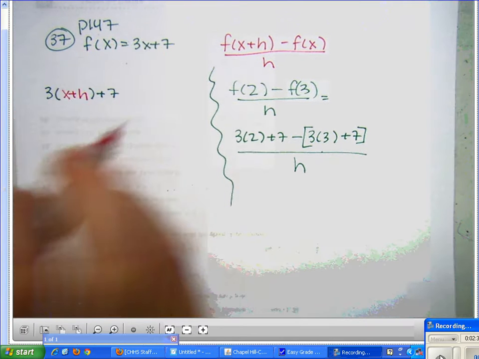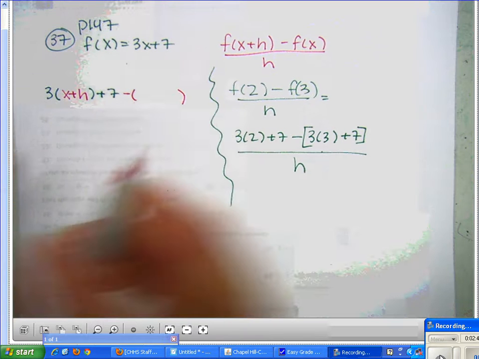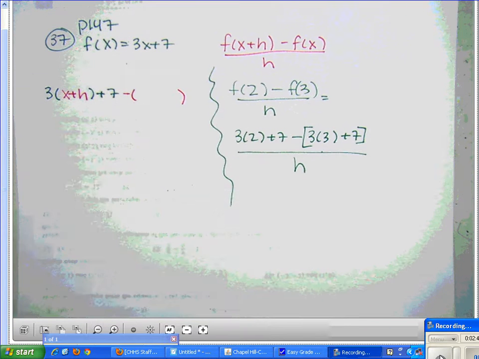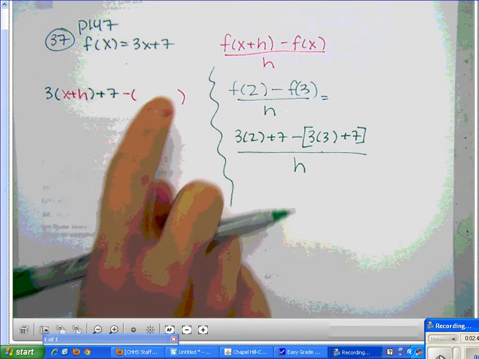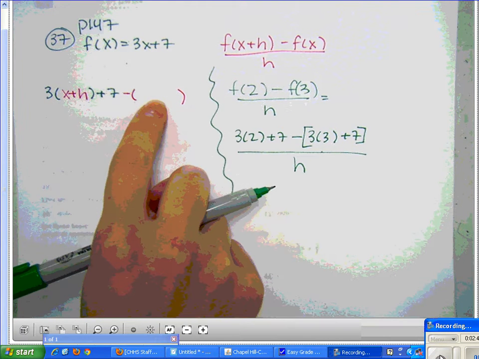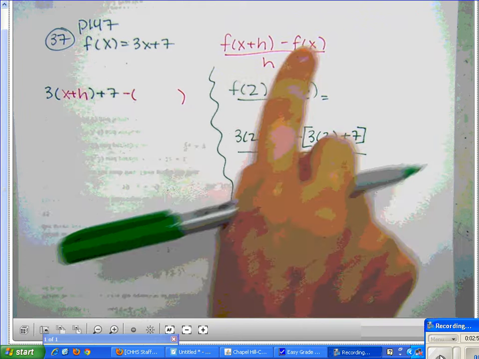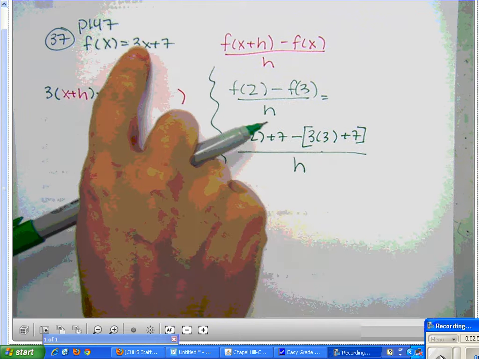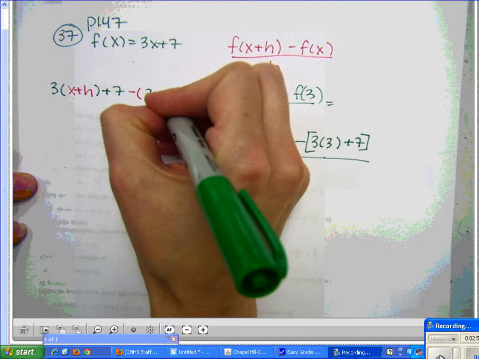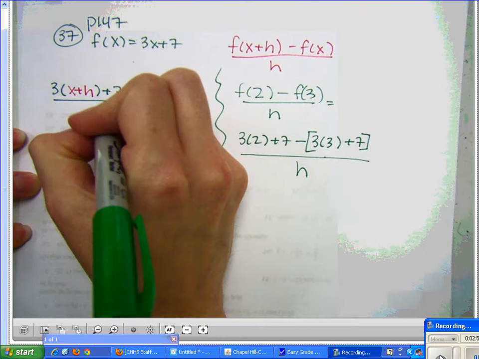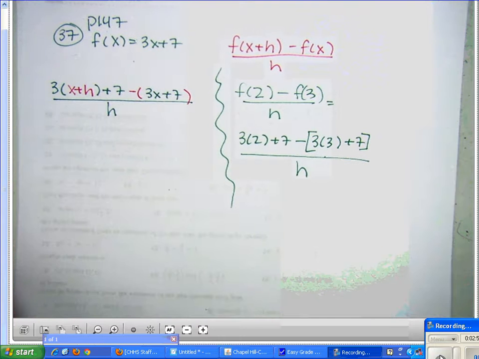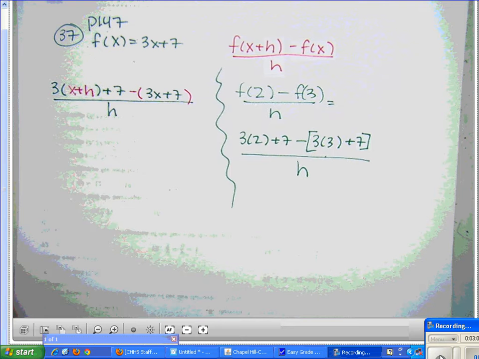And then I'm going to subtract it from, and always when you're subtracting, put it in parentheses, otherwise you're going to forget to distribute that negative. So what goes on this side here then? So now minus f of x, so what's f of x? 3x plus 7, all divided by h, because remember h is just a variable, so it just goes in your equation, that's what we use.